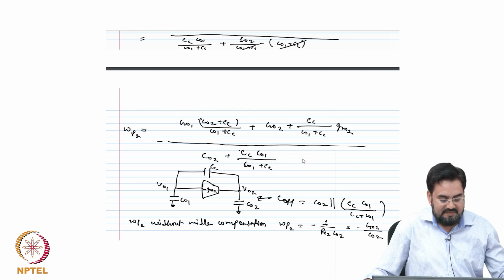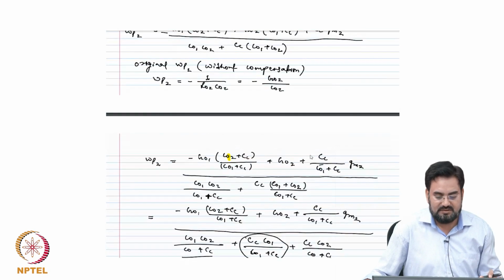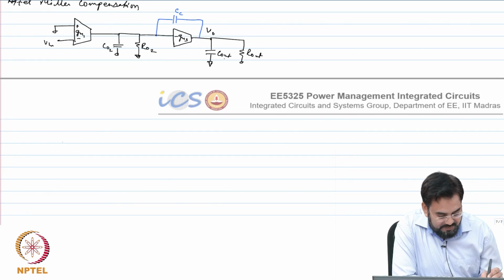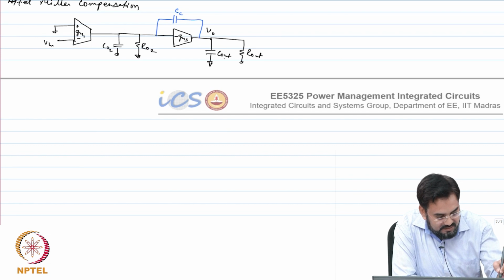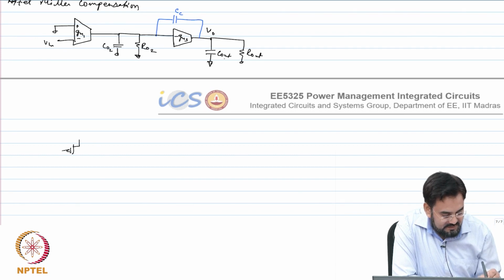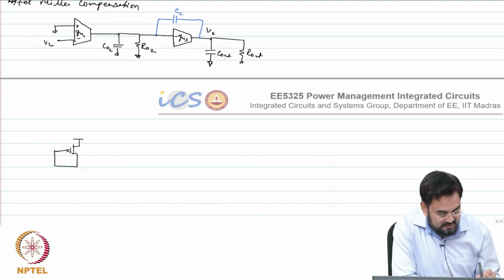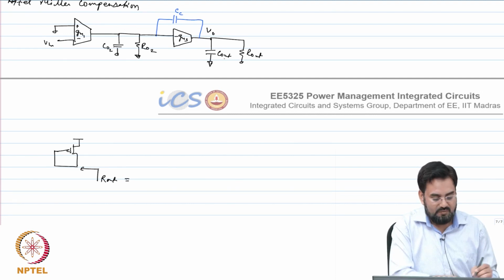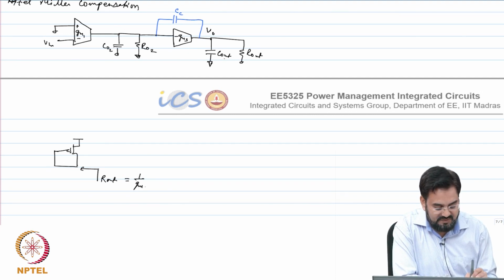Okay. So, now I will just tell you intuitively how you can find the omega p 1, omega p 2 without doing all these things. Before I start, I would like to ask a simple question. This is a diode connected device. What is the R out of this? Why 1 by Gm? Where does it come from?